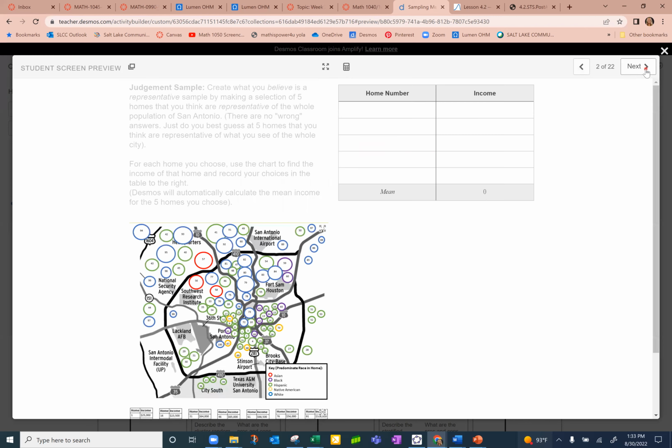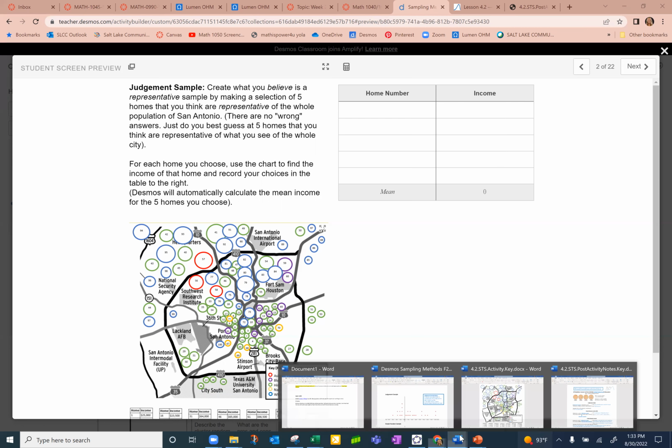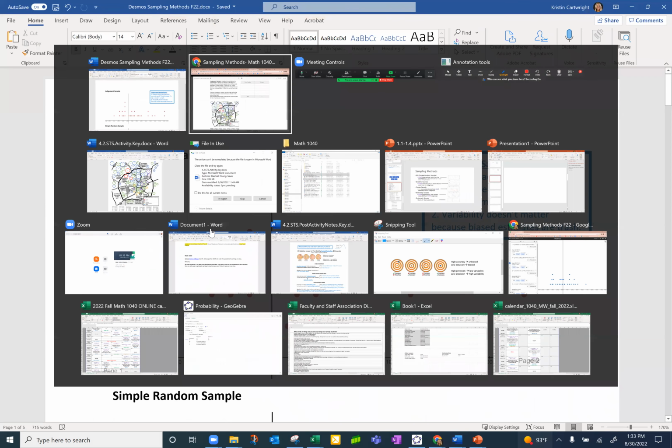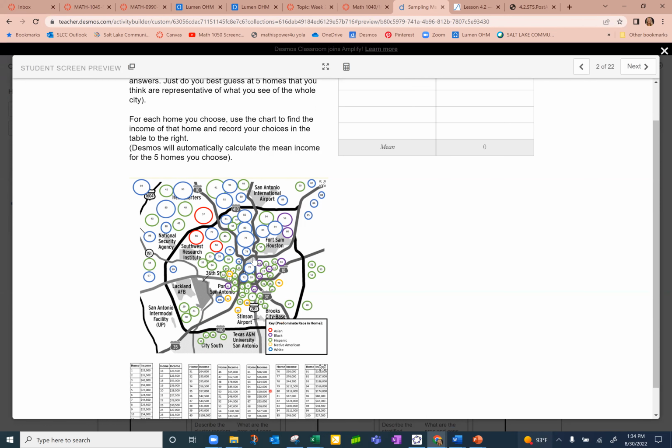So what you guys did was look at this map, and we did different sampling methods to decide what was a representative sample of the whole population of San Antonio. Our first one, I'm going to go to the results now that I have put together, was the judgment sample. Each student looked at this map, and for the judgment sample, they just picked 5 numbers that they thought were representative just by looking at it. So they picked the home number, and they tallied down the income for those home numbers.